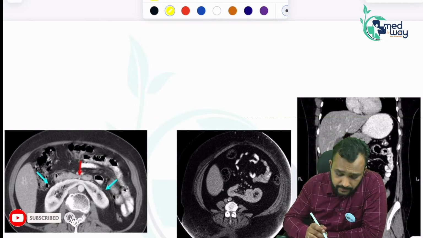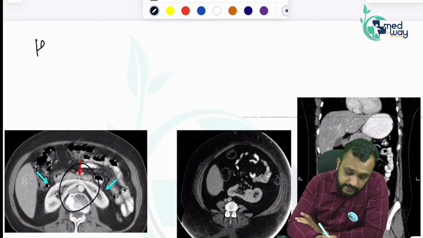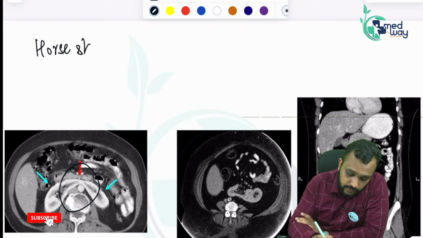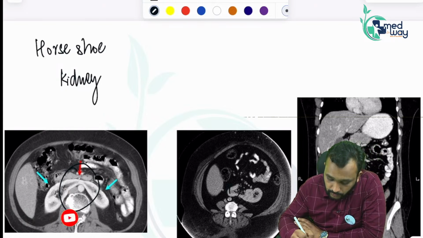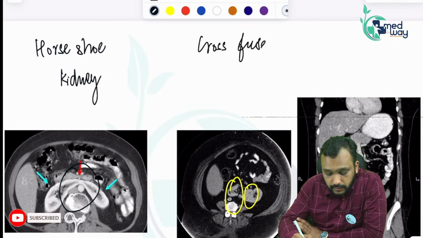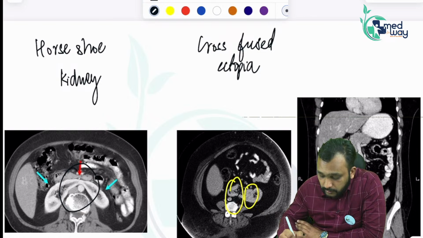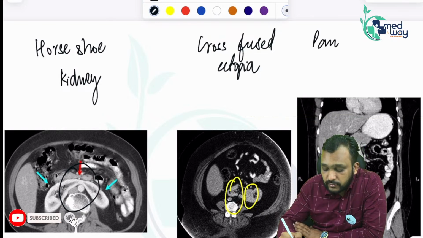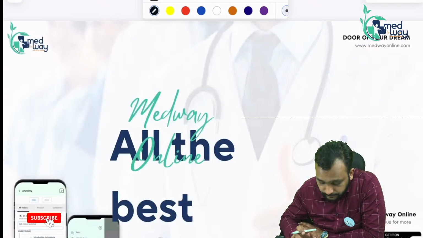So few important images of the kidneys which are being asked. Okay, so when the lower poles of both the kidneys are fused, this is your horseshoe kidney. When the lower pole of one kidney is fused with the upper pole of the other kidney, that is your crossed fused ectopia. When the upper poles and lower poles of both the kidneys are fused, that is your pancake shaped kidney. Okay, pancake shaped kidney.